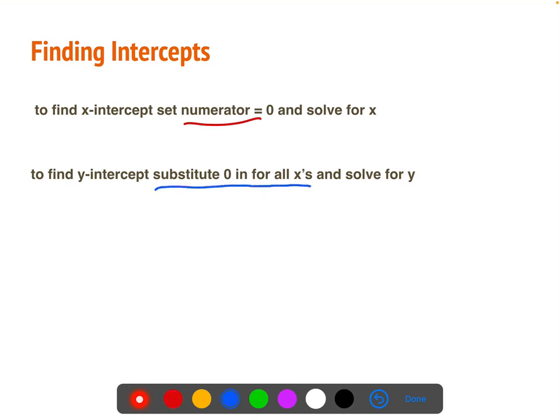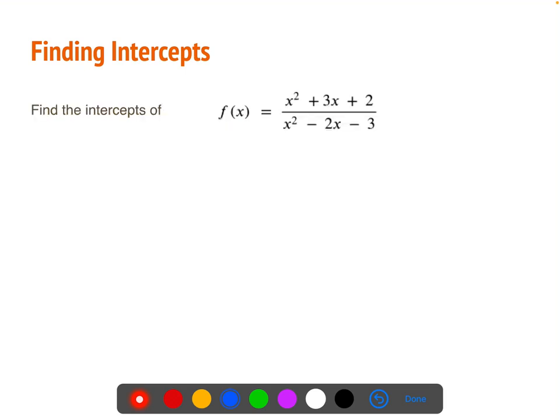Now, intercepts. For x-intercepts, you set the numerator equal to 0. For y-intercepts, you substitute 0 in for all the x's.